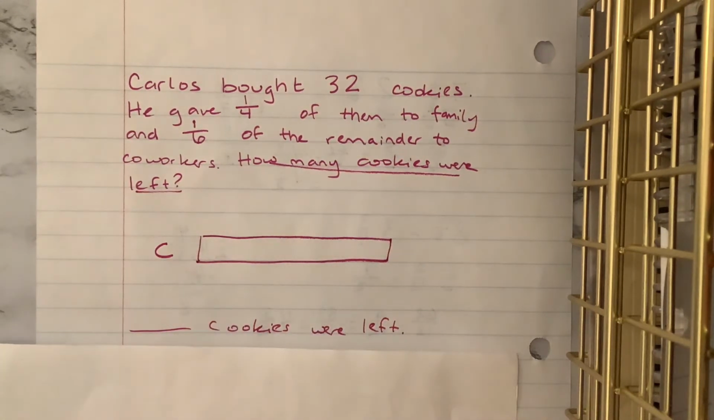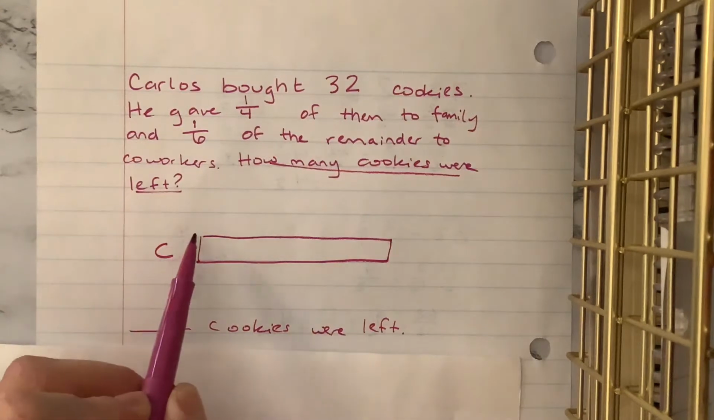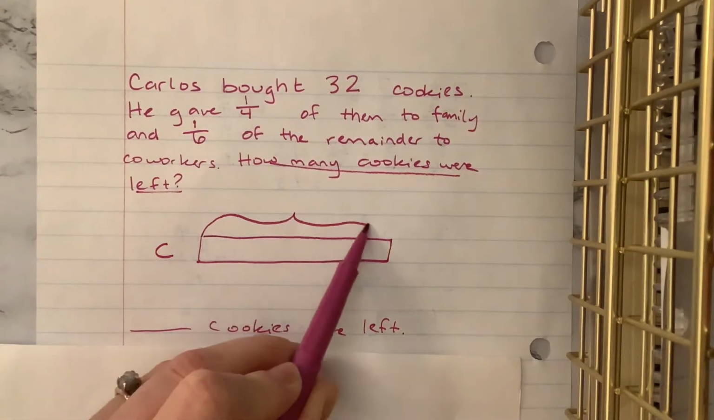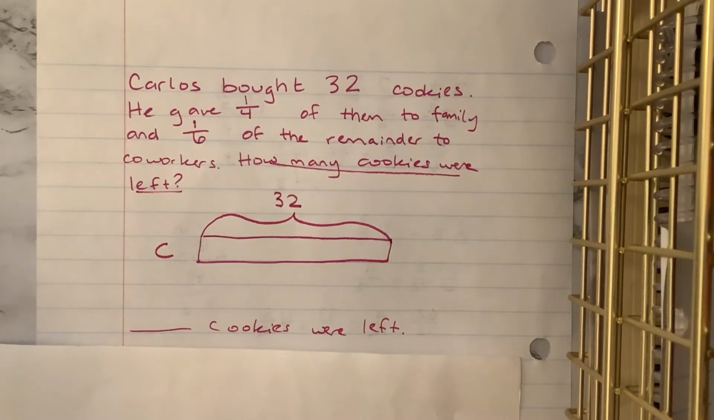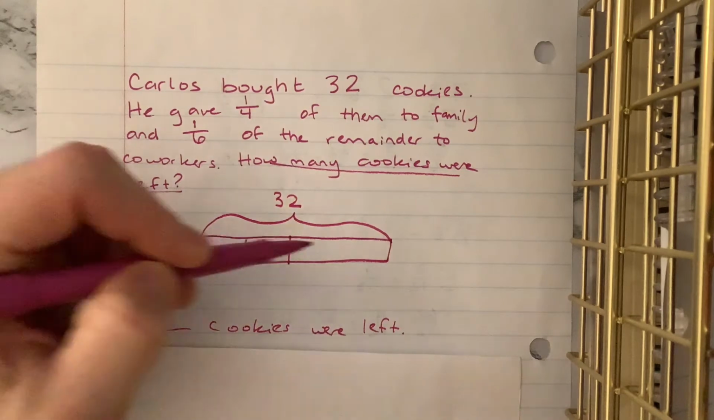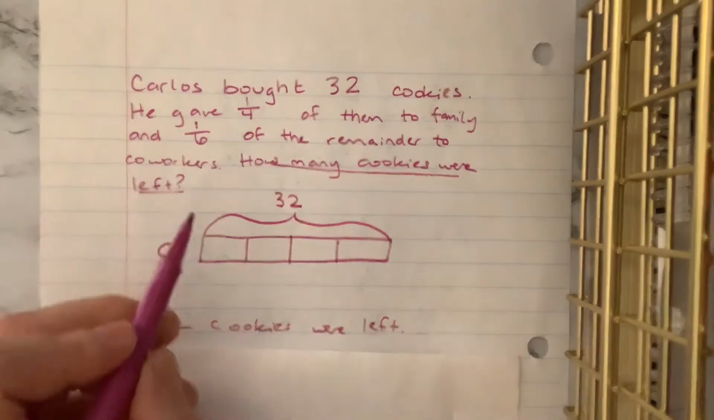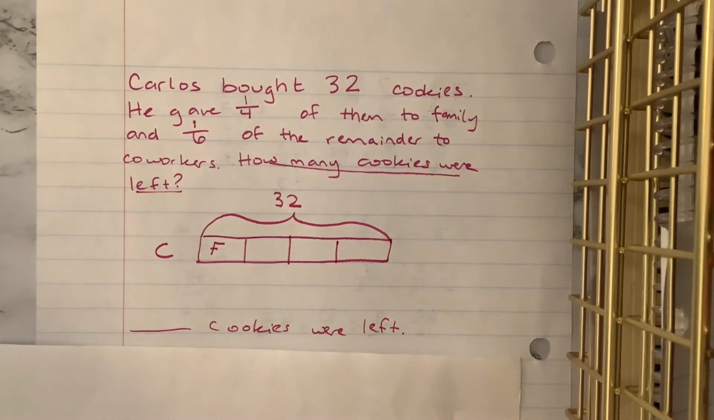And remember, when we're doing fractions, just take it one sentence at a time. And with each sentence, you can add that information. So Carlos bought 32 cookies. So we can label our unit bar 32. He gave 1/4 of them to family. So we're going to divide our unit bar into 4 chunks and then label one of those chunks family. So I have F for family.